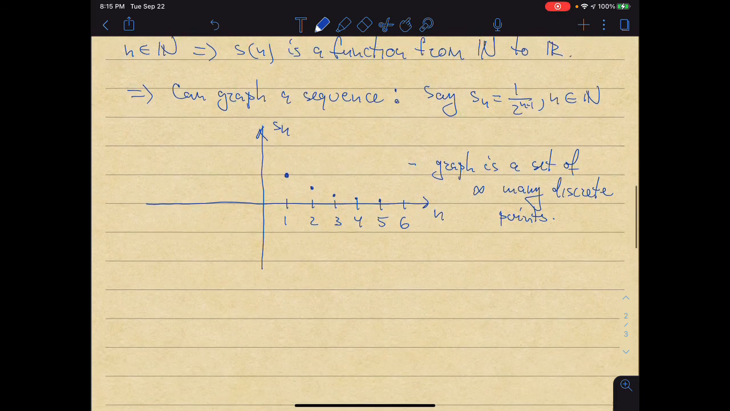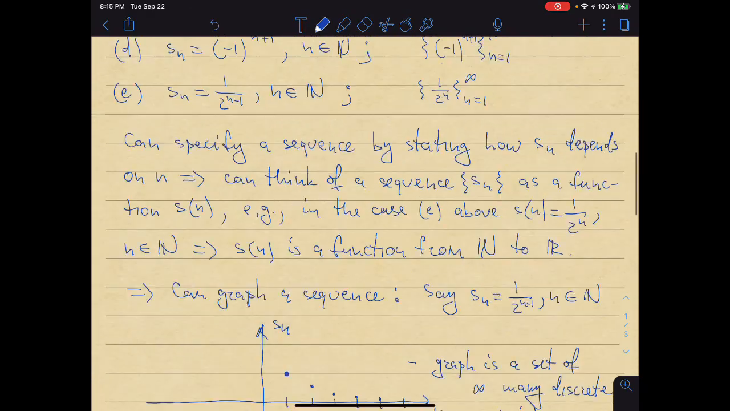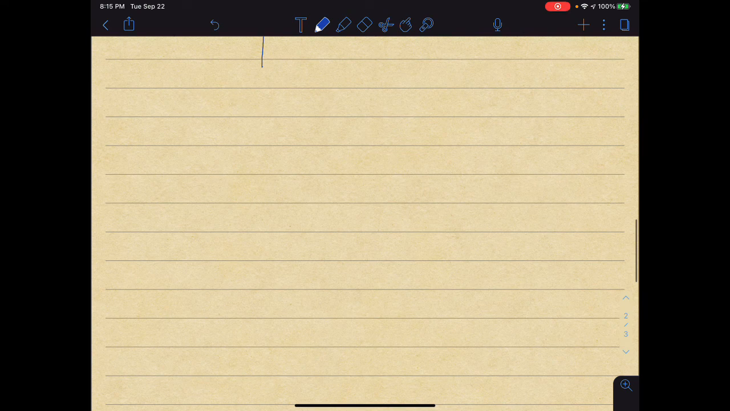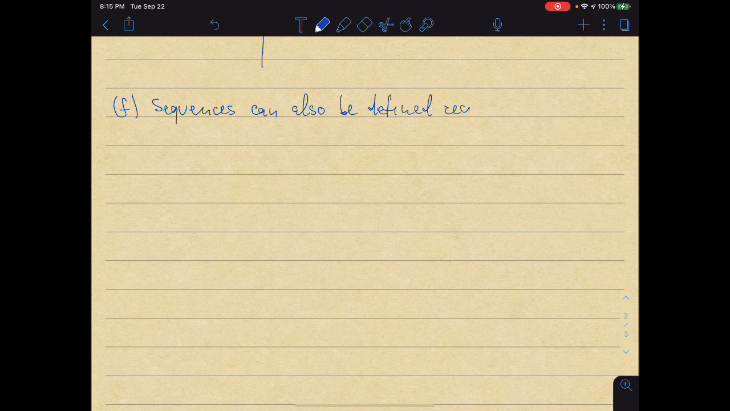So let's hope that all of this makes sense. Let's look at another example. This is going to be F. Sequences can also be defined recursively. Now, this is something that you cannot do if you are trying to define a function of a real variable. So what are we going to do here?